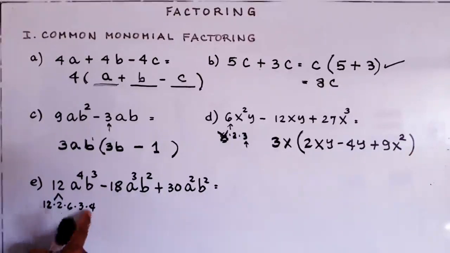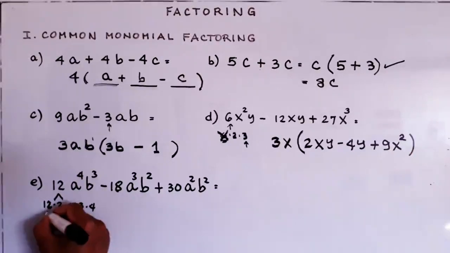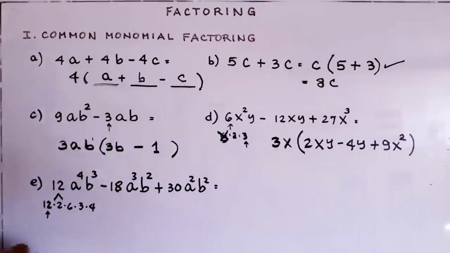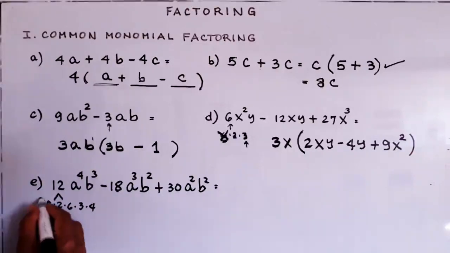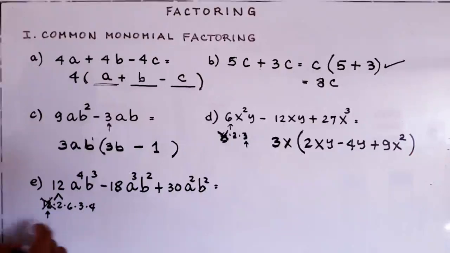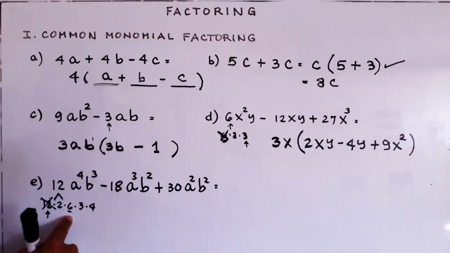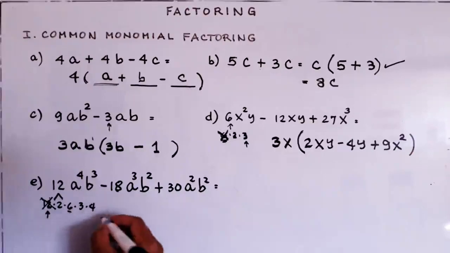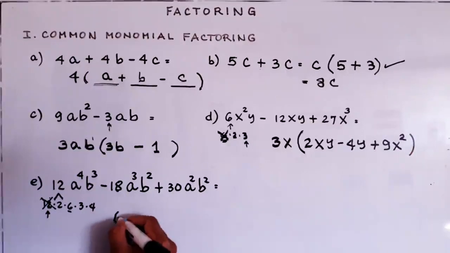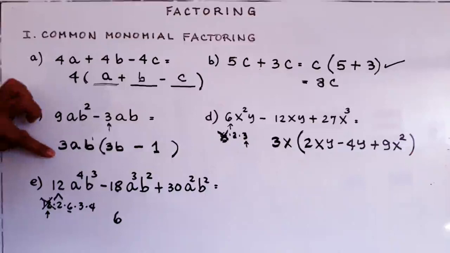Where are we going to start? From the 12. See if we can use the highest here. So 12. Can 18 be divided by 12? Oh no, we can't. So 12 is out. Next in line, the 6. Can we divide 18 by 6? Yes, it's 3. What about 30? Can we divide 30 by 6? Yes, it's 5. So we get the 6. It's the 6. Now let's look at the letters.